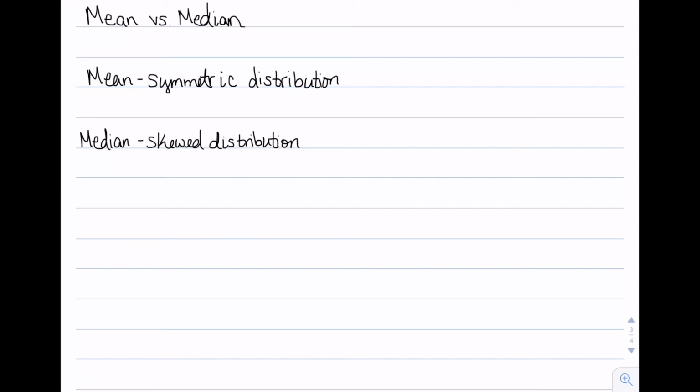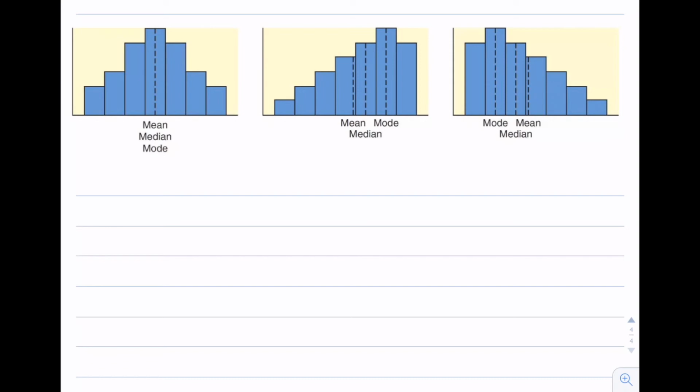And in fact, we can say even more about skewed distributions. In a skewed distribution, the mean is further down the tail. So in a right skewed distribution, the mean is further to the right than the median. For a left skewed, the mean is further to the left than the median. So here's a picture of what we mean by that.